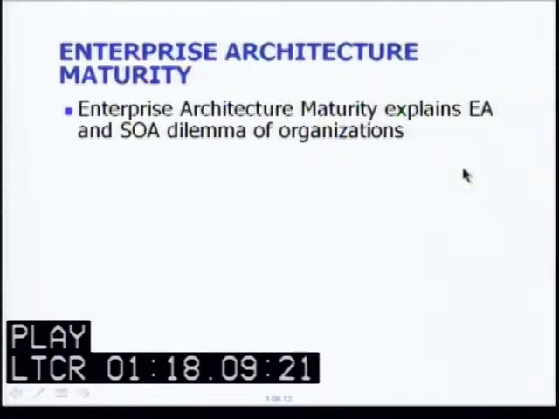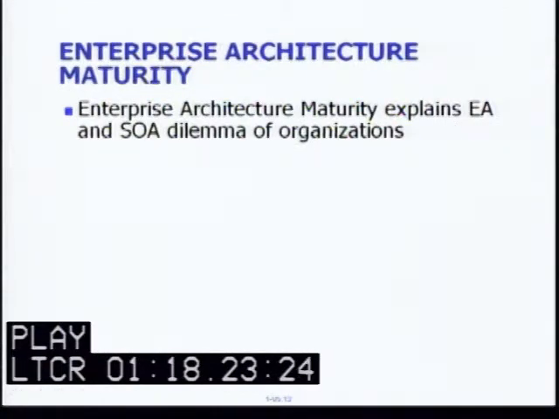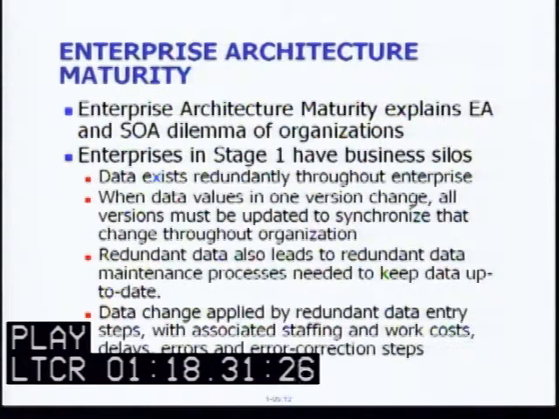So we can see from that table that the enterprise architecture maturity explains some of the dilemmas that organizations have encountered in using enterprise architecture and service-oriented architecture. They may well have been at a stage of maturity which was inconsistent with the technologies.